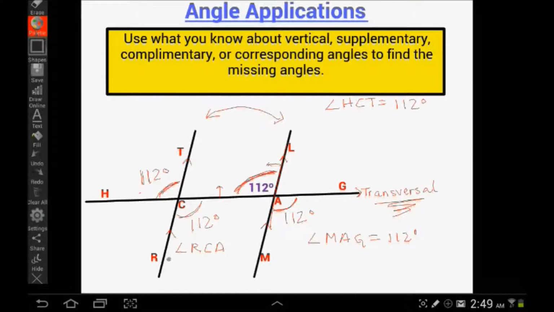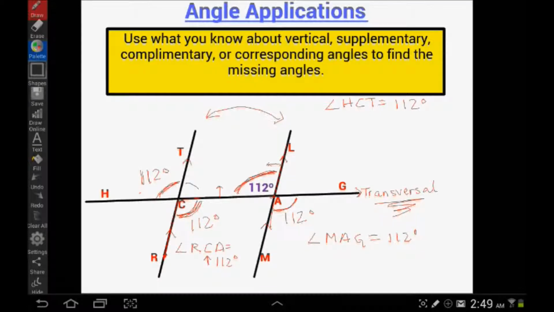Now hopefully you're noticing what I'm doing here. When we name angles, we name them by the names of the rays, the vertex, and the other ray. The letter that's the vertex always has to be in the middle. Angle RCA equals 112 degrees. And then from there, we can figure out other angles. So from there, we can figure out what this angle is right here.